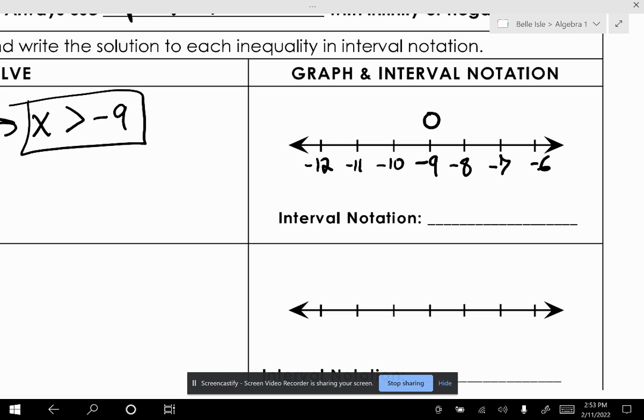Okay, do you have an open or a closed circle for your solution? Open. Why is it open? Because of the parentheses. Is that what I heard? I don't see parentheses. So why are we saying that?